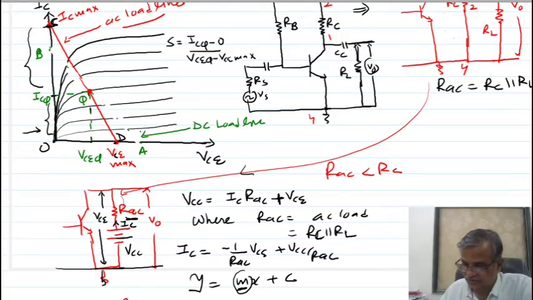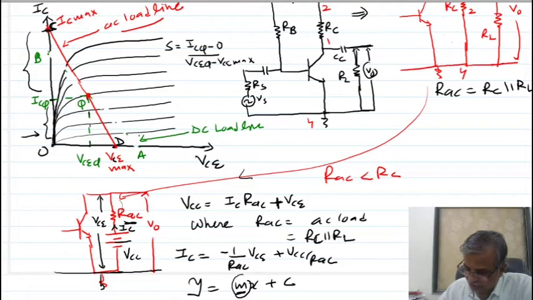Let me show the DC load line at the same time. So this is your AC load line, by joining the points C and D, and your DC load line, which I have already drawn here, this is your DC load line. I think you understand. The slope of your AC load line is more than the DC load line. The AC load line is steeper compared to the DC load line.